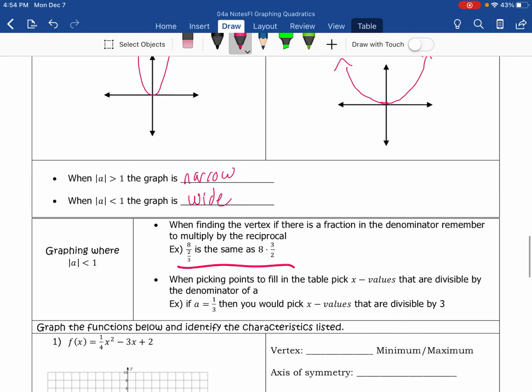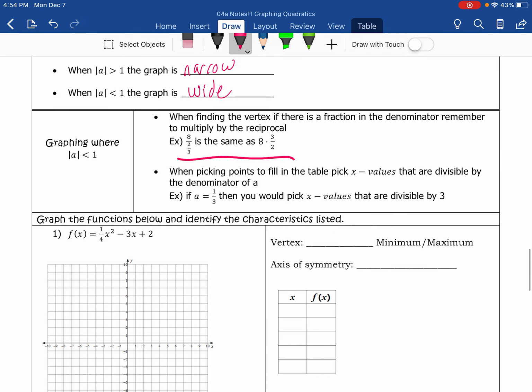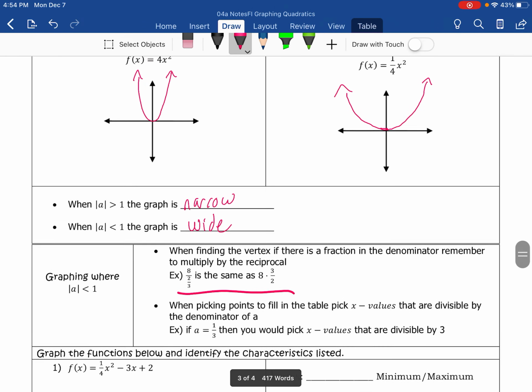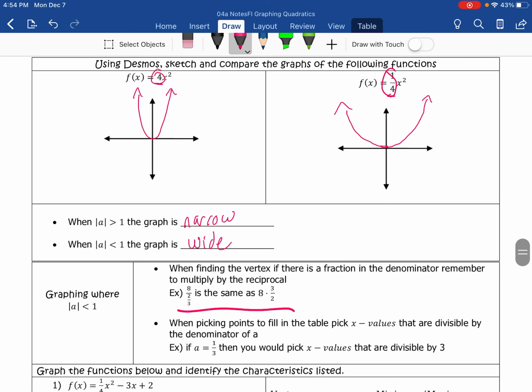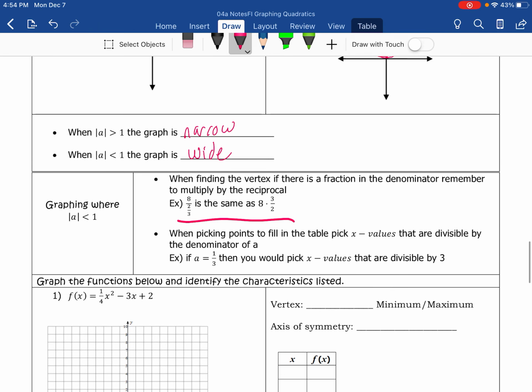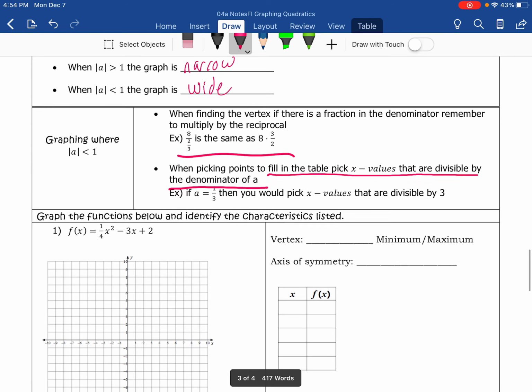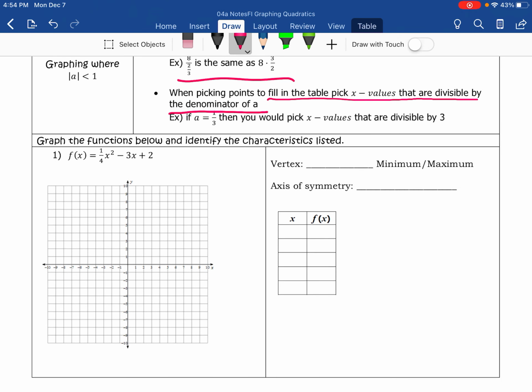I just have some tips here about multiplying by the reciprocal. You can read them as you may. The only tip I have for these ones, which is a little bit different, is the fact that if you have a fraction, when you're picking points to fill in the table, always pick x values that are divisible by the denominator, or numbers squared that are divisible by the denominator. And I'll show you what I mean in a moment. So let's go through this one.